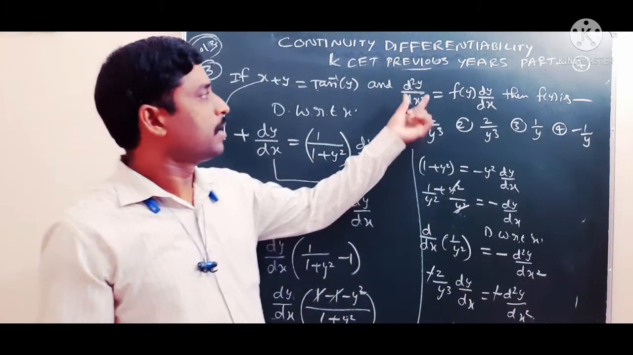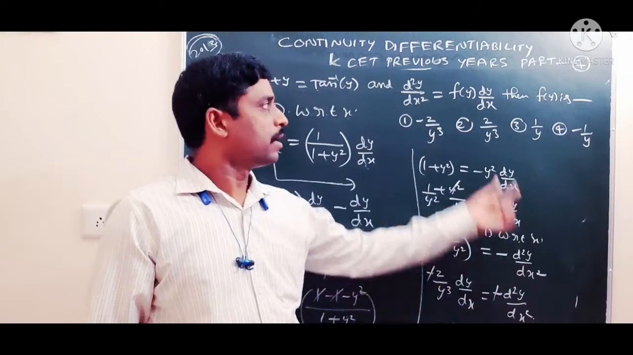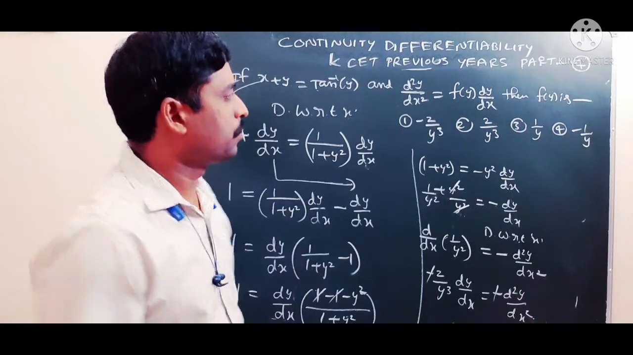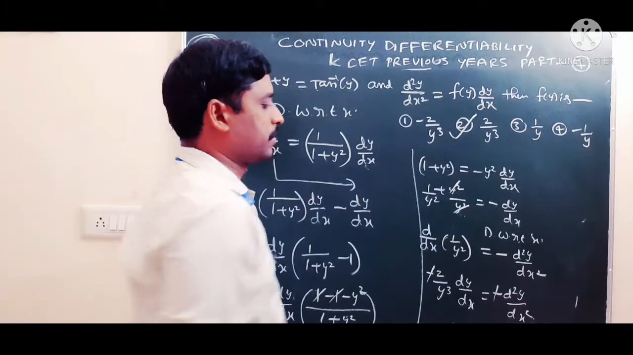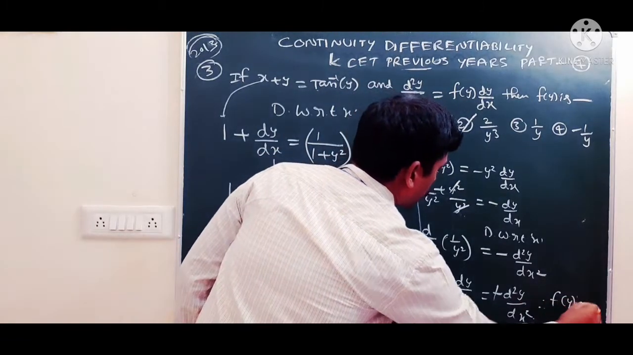So what is given? d square y by dx square is equal to f of y into dy by dx. So what value is there in place of f of y? 2 by y cube. So 2 by y cube, the second option is correct. Therefore f of y is equal to 2 by y cube.